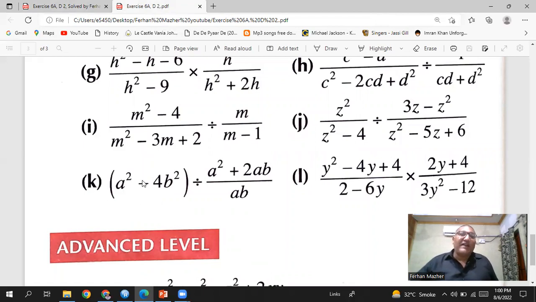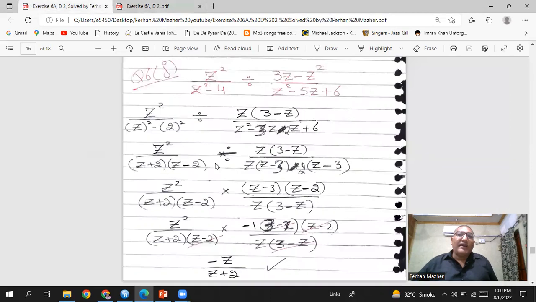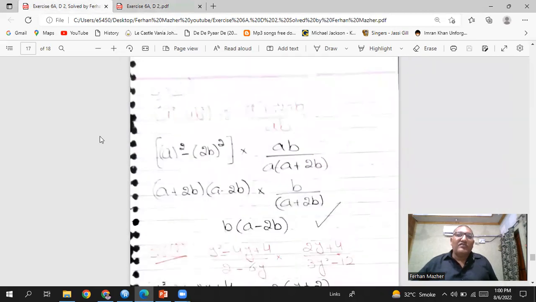It's K part. Here we have a square minus 4b square. You know, these two are perfect squares. This is the square of a. This is the square of 2b. And then we have a divide sign. Here we have a square plus 2ab and divided by ab. Okay, so we are going to this question.